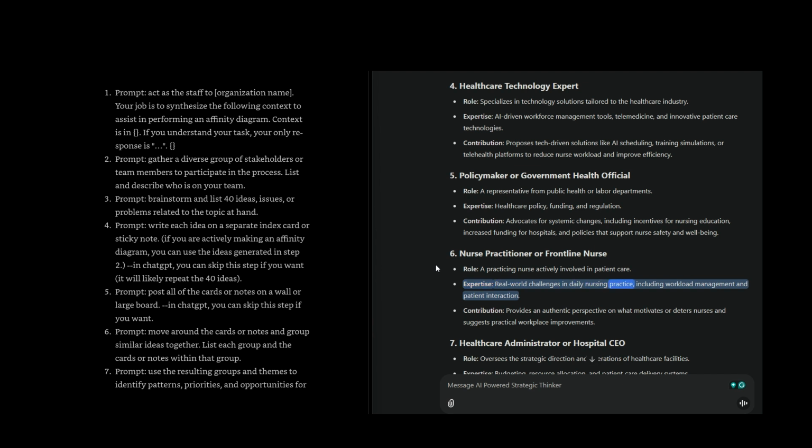6. Role: a practicing nurse actively involved in patient care. Expertise: real-world challenges in daily nursing practice, including workload management and patient interaction. Contribution: provides an authentic perspective on what motivates or deters nurses and suggests practical workplace improvements.